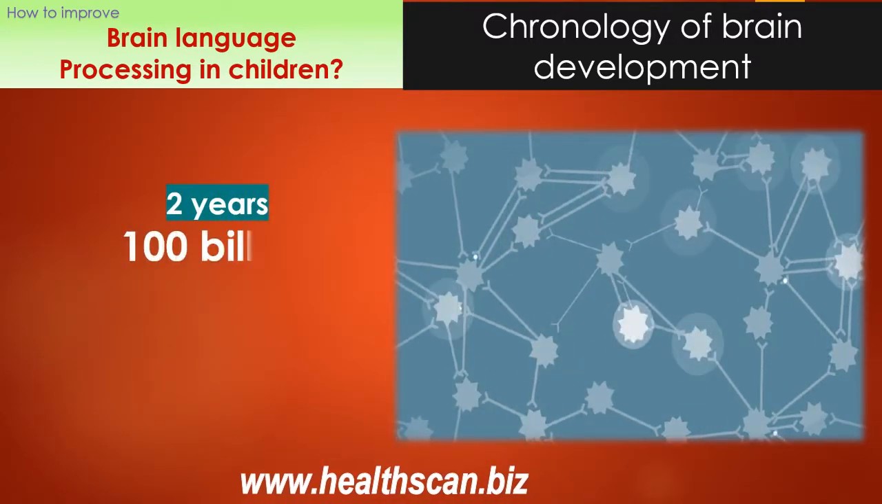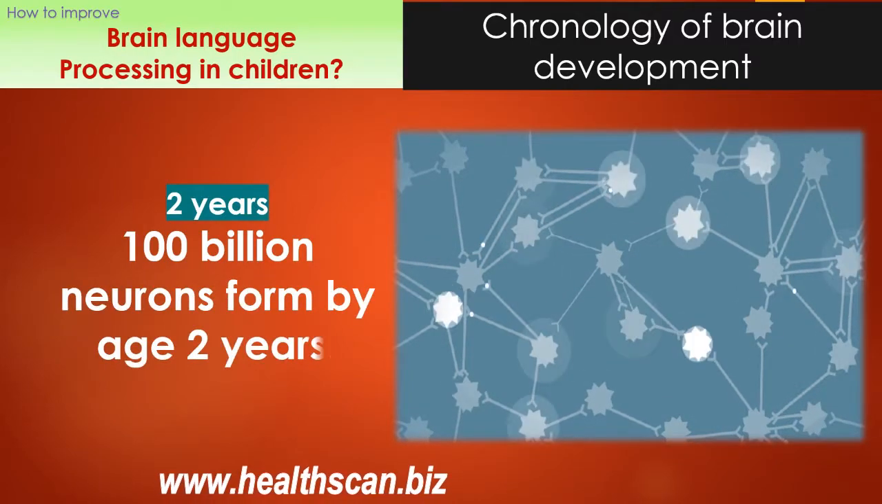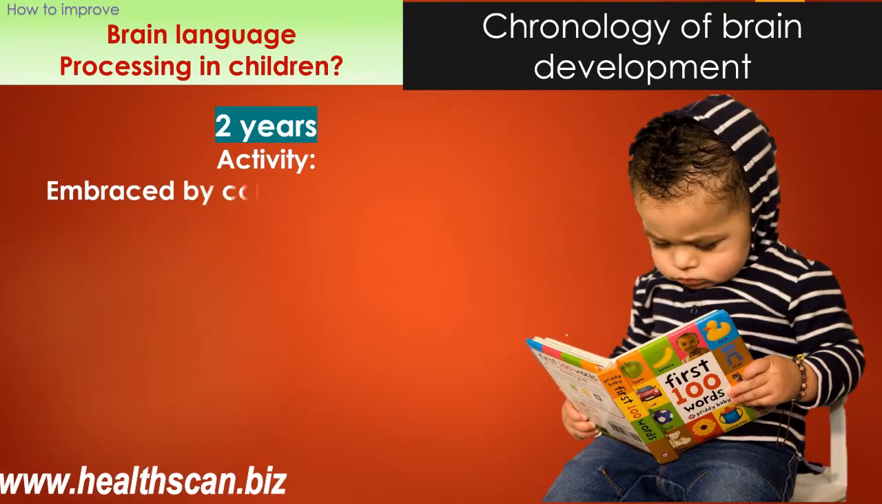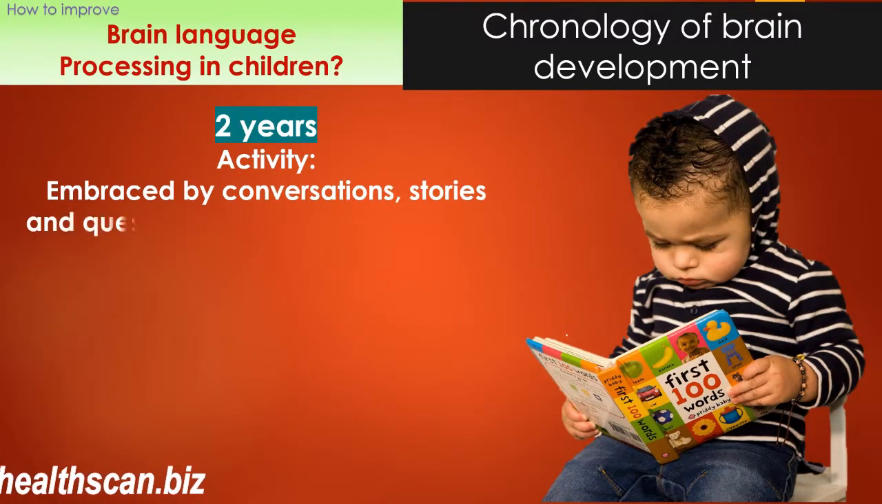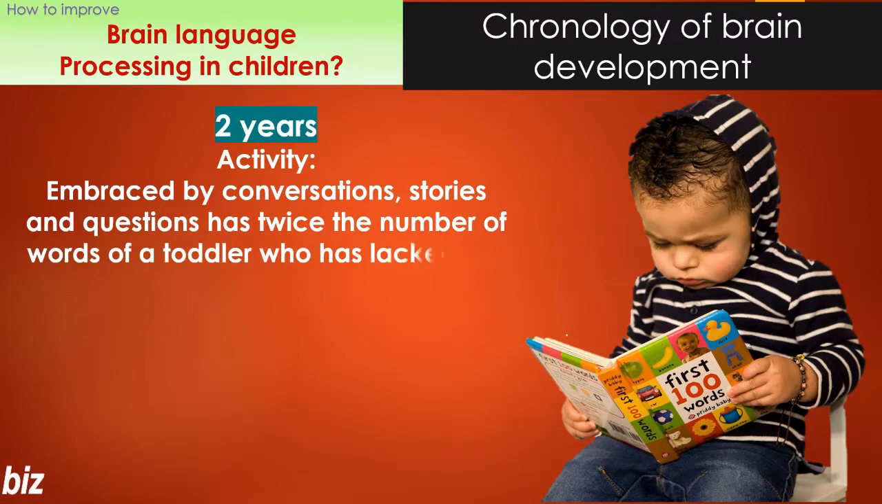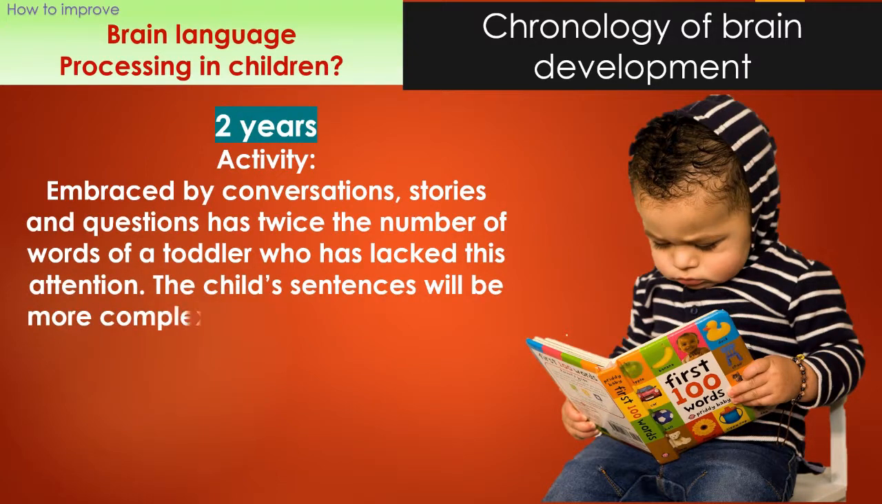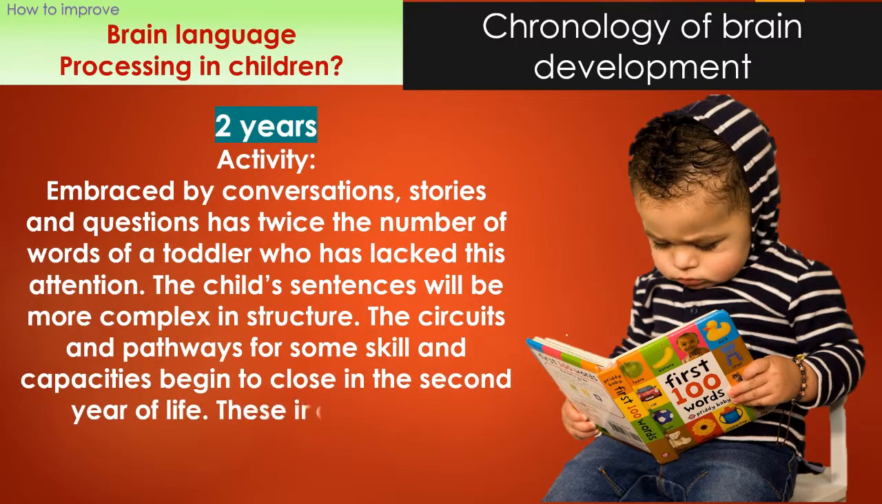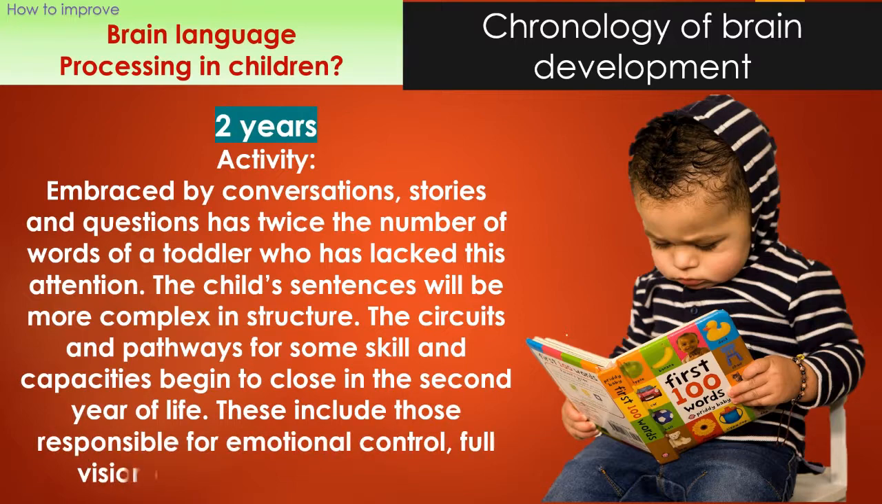Two years. 100 billion neurons formed by age 2 years. Activity. A child embraced by conversations, stories, and questions has twice the number of words of a toddler who has lacked this attention. The child's sentences will be more complex in structure. The circuits and pathways for some skills and capacities begin to close in the second year of life. These include those responsible for emotional control, full vision, and social attachments.